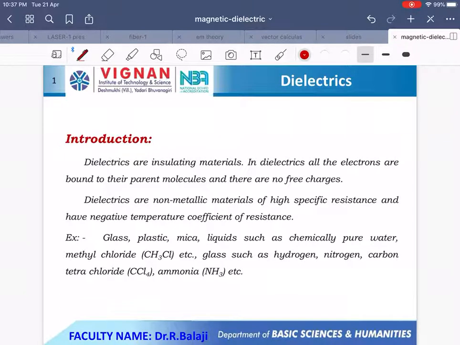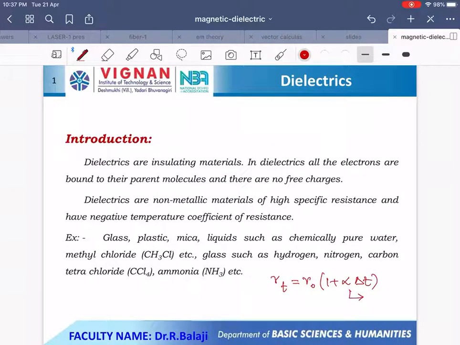Dielectrics are non-metallic materials having high specific resistance, so their conductivity is very low, and they have a negative temperature coefficient of resistance. We know the relation: the resistance at a particular temperature is equal to the resistance at room temperature times (1 plus alpha into delta T), where alpha is called the temperature coefficient of resistance.